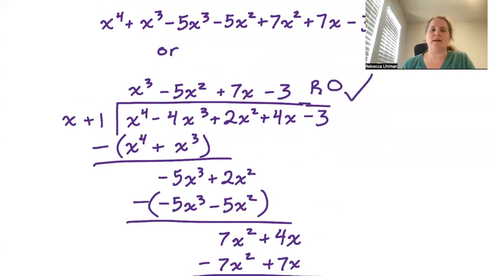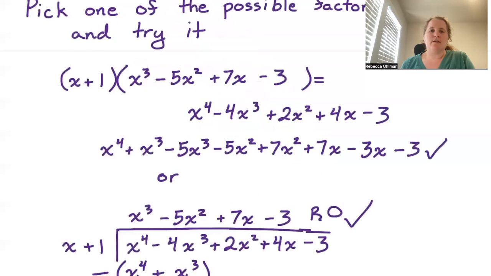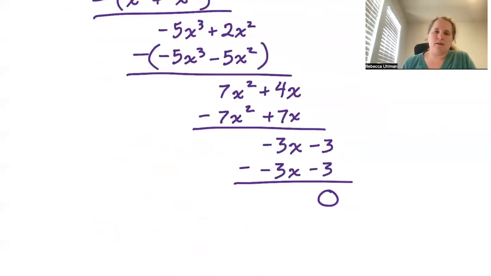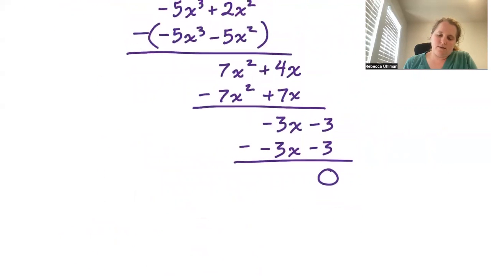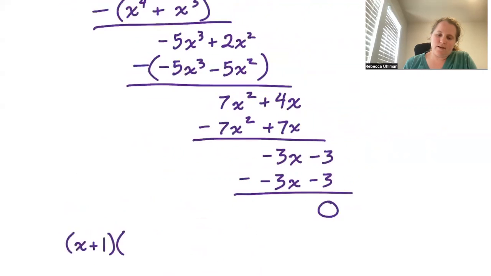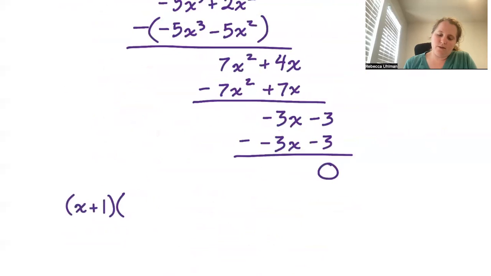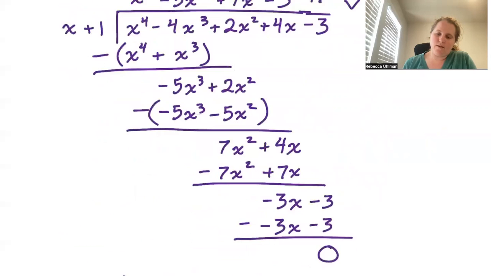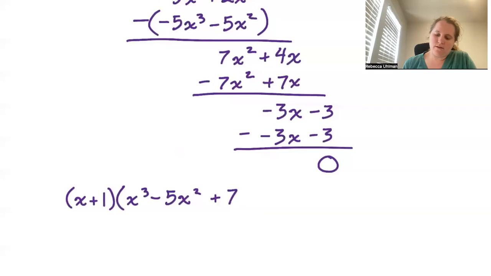And so we're set. So again, we wind up with x plus 1 times x cubed minus 5x squared plus 7x minus 3.